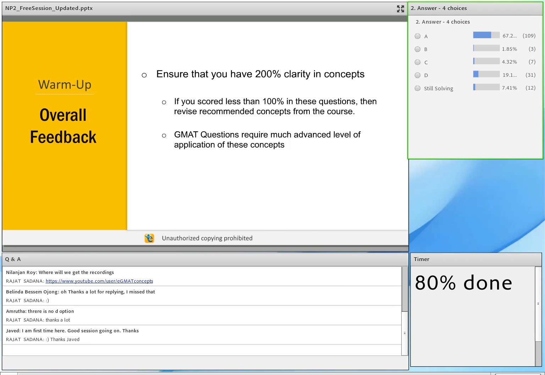That clarity should be there in your mind, because if the clarity is lacking, you won't be able to apply these concepts. Okay. Now we're going to start with easy 600 level questions, and then we're going to increase the difficulty from there on. All right. So let's start with our first question. Let's select still solving.